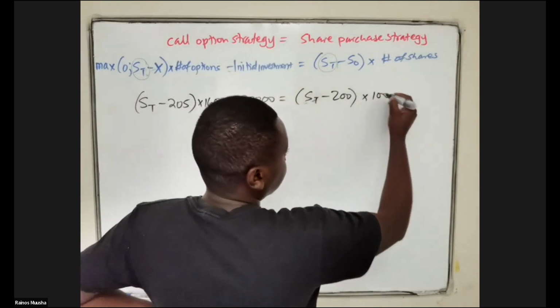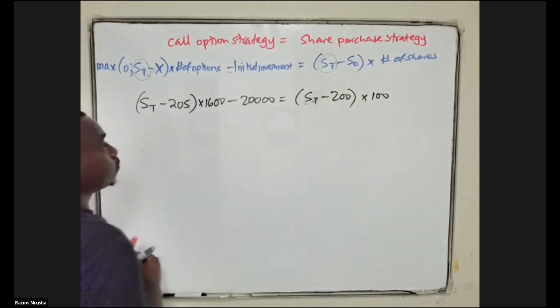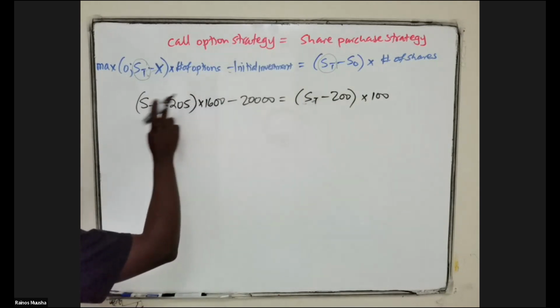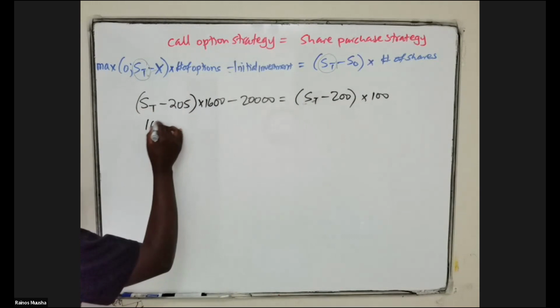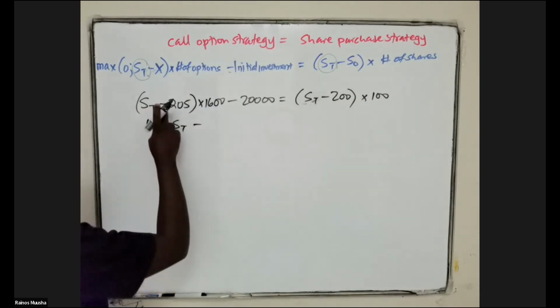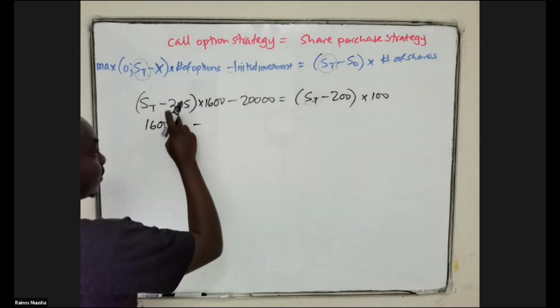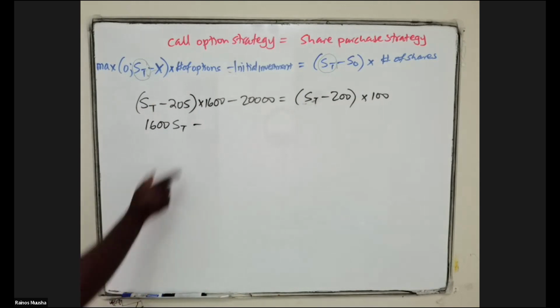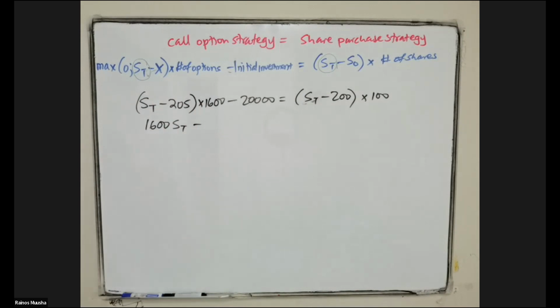And we know we're dealing with 100 shares. So if we expand the bracket here, 1,600 times ST gives us 1,600 ST minus, because it's negative, 1,600 times 205. How much do we get? 1,600 times 205, because you're expanding this bracket to remove the bracket, how much do you get? 328,000.